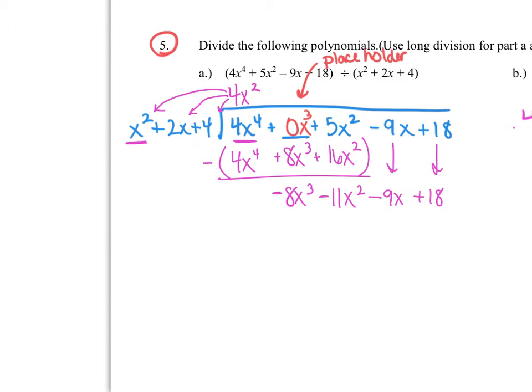So now we do it again, but now we look here. We're going to multiply that by a negative 8x. You know you're right. When you multiply down, you do negative 8x times x squared. Since those match, you know you pick the right one. You're going to do negative 8x times 2x and negative 8x times 4.